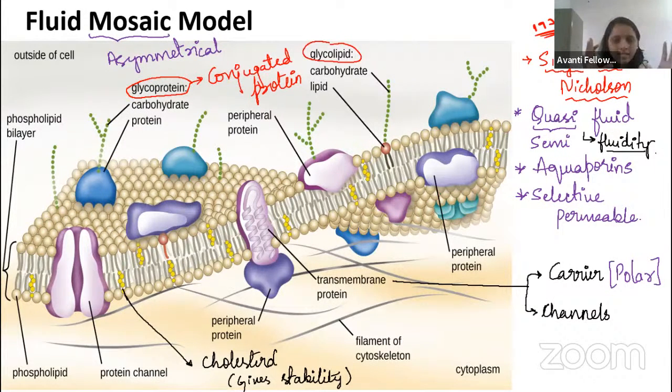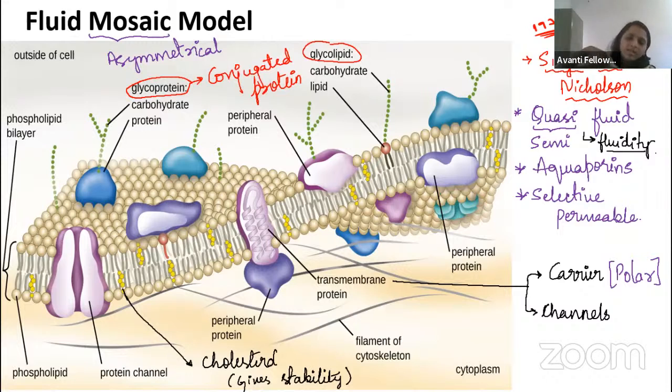We might think that the cell should be a solid structure. No, guys, no. The cell plasma membrane is not a solid, it is a quasi fluid. It is not a pure fluid either. It is a quasi fluid, or we will call it semi fluid in nature. Then it is semi permeable. It is like a watchman near the gate. He will not allow every person to go inside, he will allow only the related person to go inside. Like that, the plasma membrane is semi permeable.